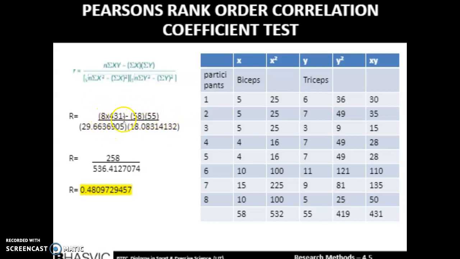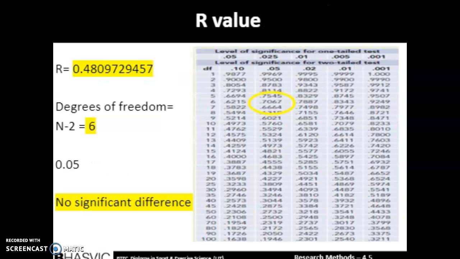They would be times together, and this would be done all in the calculator as well. So we do 8 times 431 minus 58 times 55. So you do this bit first. That got me 258 over 536.4127074, which left an R value of, when you divided 258 by that, 0.4809729457. Right, they're just big numbers at the moment.